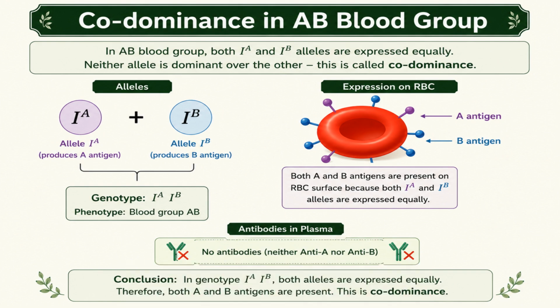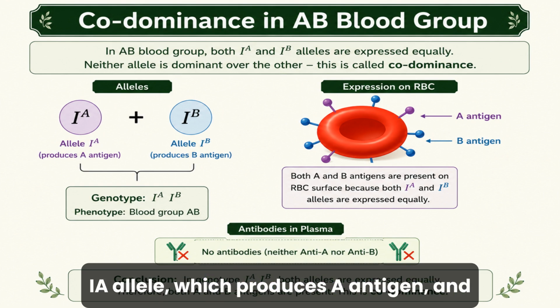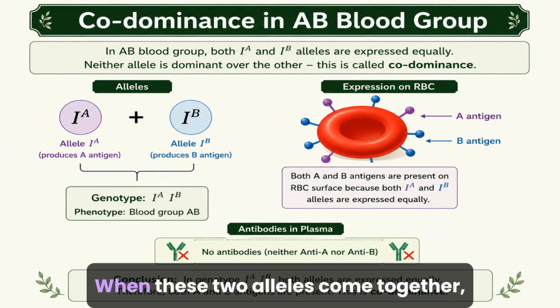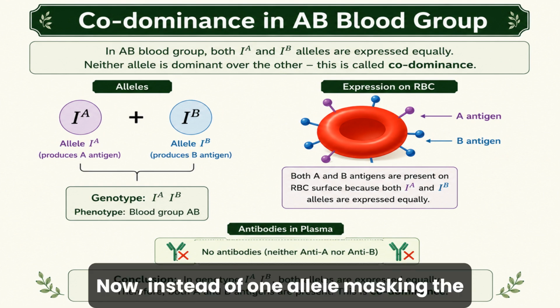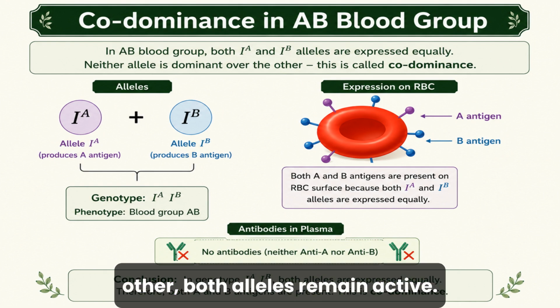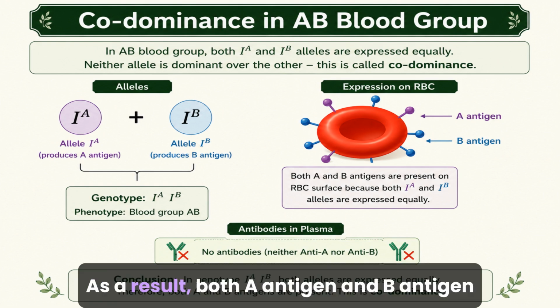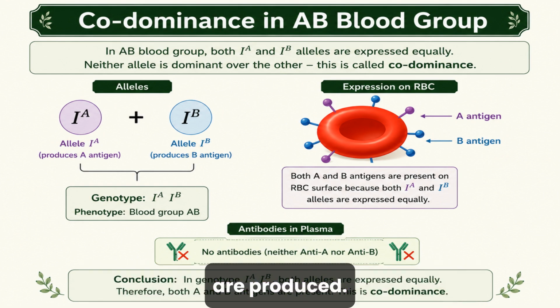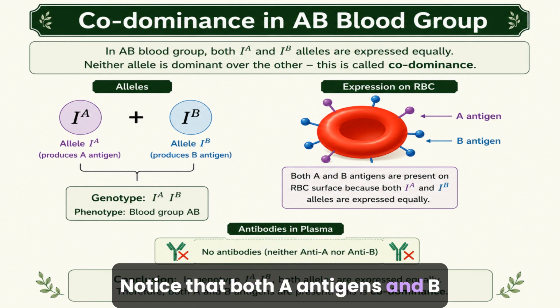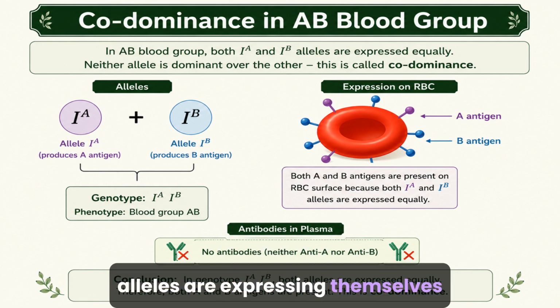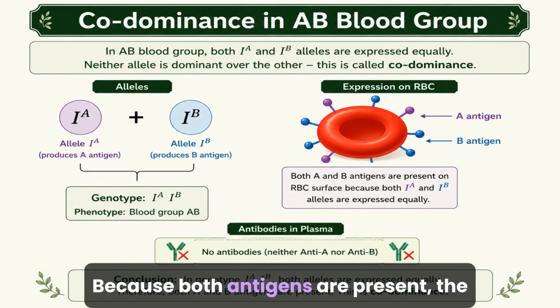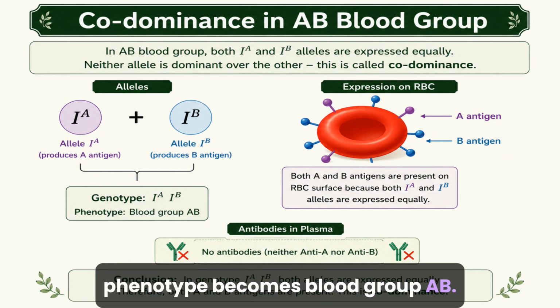Let's look at the slide carefully. On the left side, we can see two alleles: the IA allele, which produces A antigen, and the IB allele, which produces B antigen. When these two alleles come together, the genotype becomes IAIB. Now, instead of one allele masking the other, both alleles remain active. As a result, both A antigen and B antigen are produced. On the right side of the slide, you can see a red blood cell. Notice that both A antigens and B antigens are present on its surface. This is the direct evidence that both alleles are expressing themselves equally. Because both antigens are present, the phenotype becomes blood group AB.